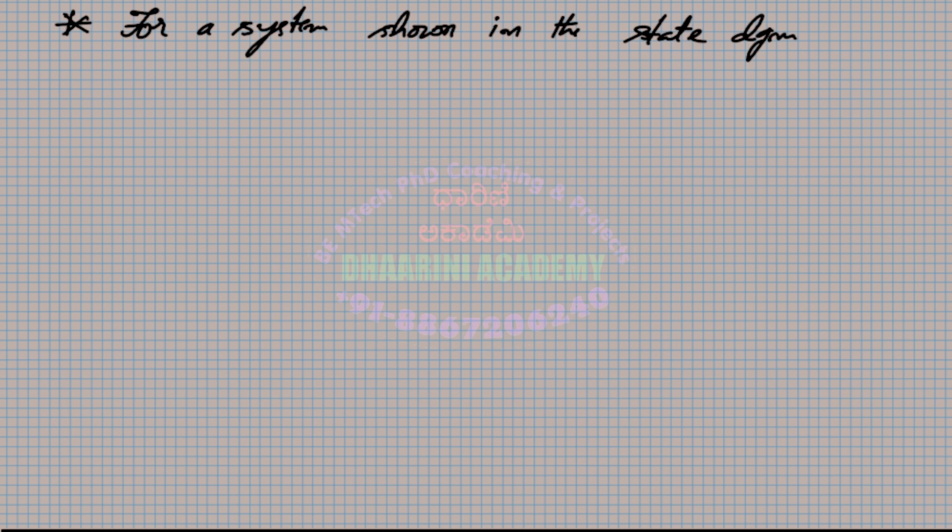For a system shown in the state diagram, part A of the question: find the entropy of the source.